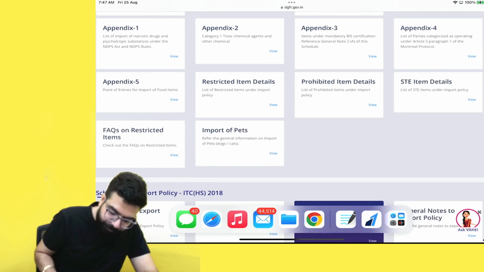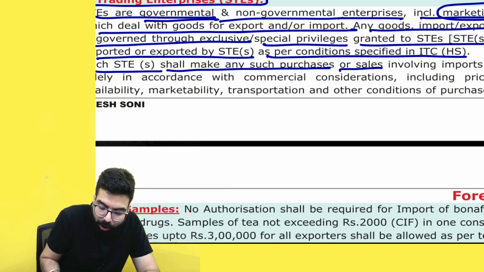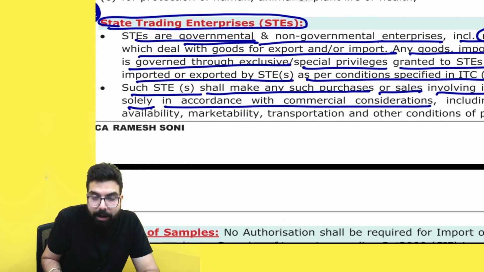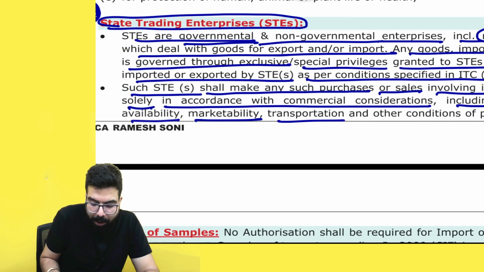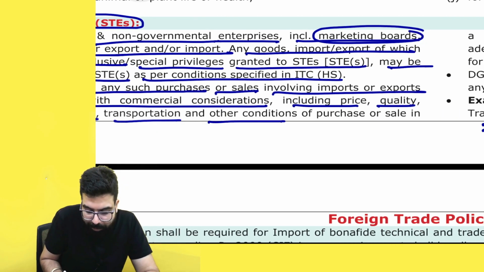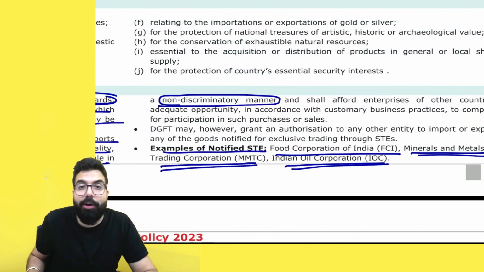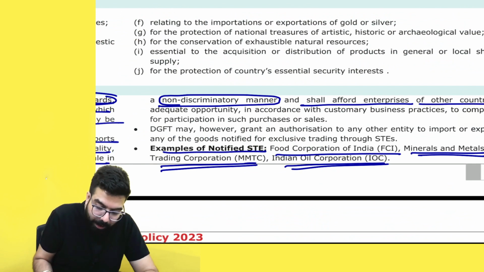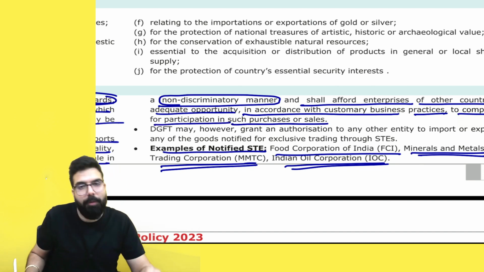Next. They are telling that such STEs shall make any purchase or sale involving import and export solely in accordance with commercial consideration, including price, quantity, availability, marketability, transportation, and other conditions of purchase and sale in a non-discriminatory manner. They should not discriminate between anyone and shall afford enterprises of other countries adequate opportunity, in accordance with customary business practices, to compete for participation in such purchase or sale.